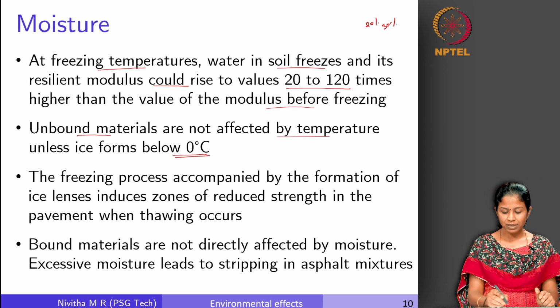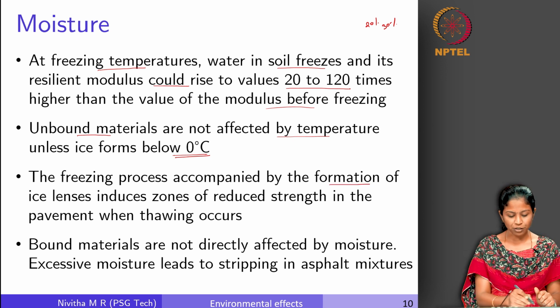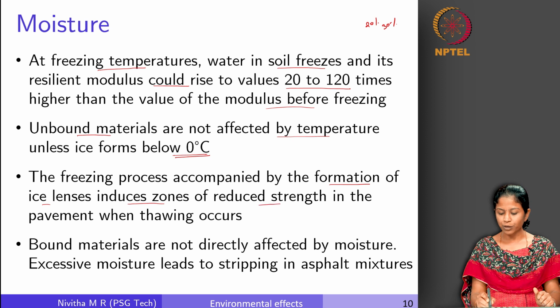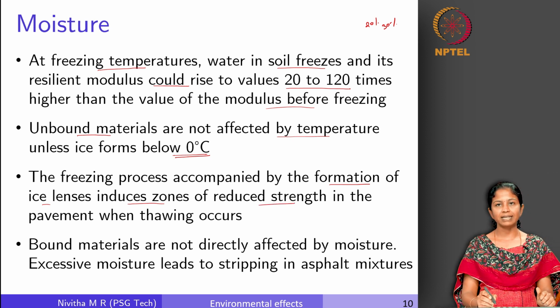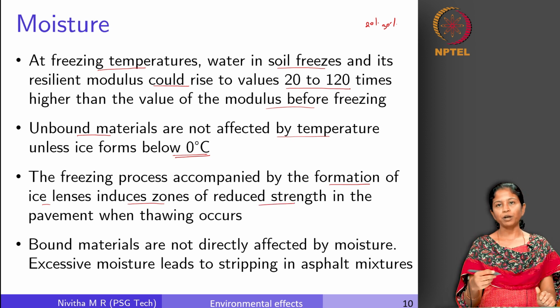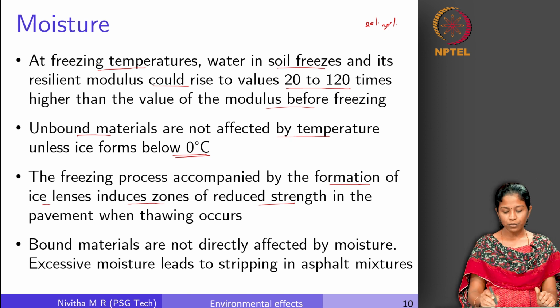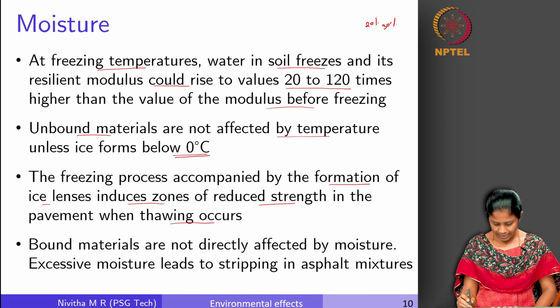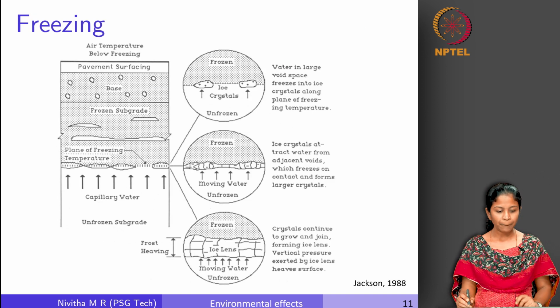This freezing process is accompanied by the formation of ice lenses, which induce zones of reduced strength in the pavement when thawing occurs. I will show you what this ice lens formation is. Let us see what this ice formation is.